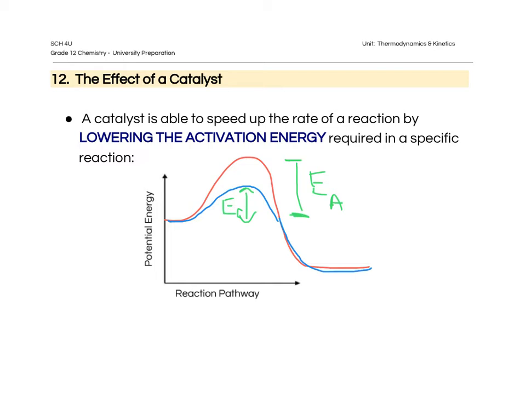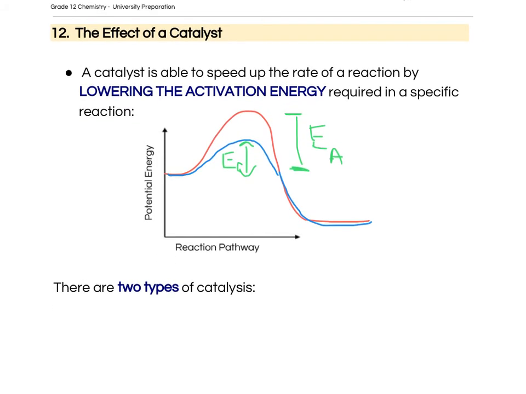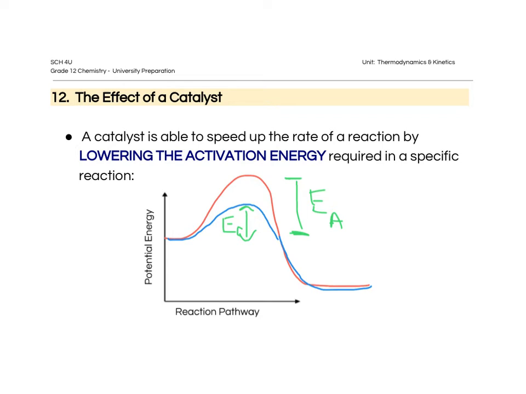Right, so again, uncatalyzed reactions are going to have a higher activation energy. When I add a catalyst to a particular reaction, then the activation energy required for the reaction to proceed, for reactants to be converted into products, is reduced, okay? That is how a catalyst works.